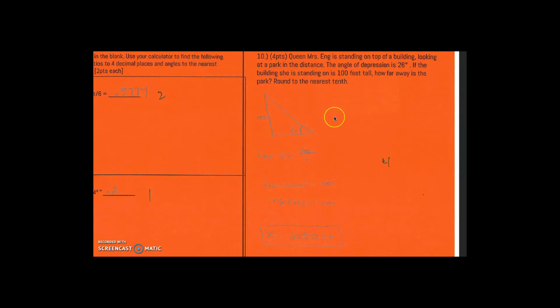I want to show you some student work here. So I think this student recognizes that the angle of depression is equal to the angle of elevation. So they just put their 26 down here. Height of 100, they didn't identify x, but their equation is correct. Calculator-ready equation, and then solve for 205.